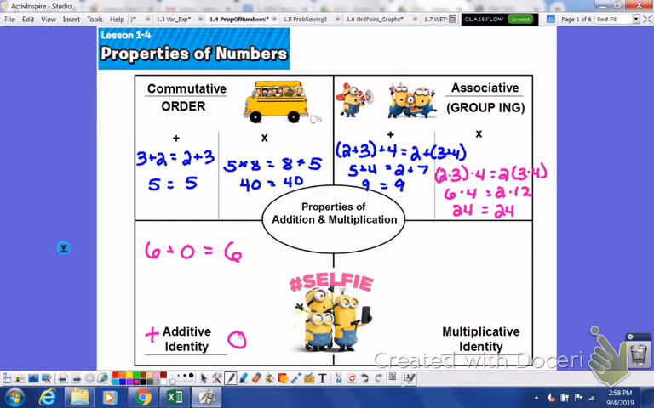Same thing for our multiplication identity, or multiplicative identity. What can I multiply by 8 in order to stay 8? Well, anything times 1 is itself. So multiplicative identity, we are multiplying by 1. Okay, so there's a couple properties for you. Now let's practice them.